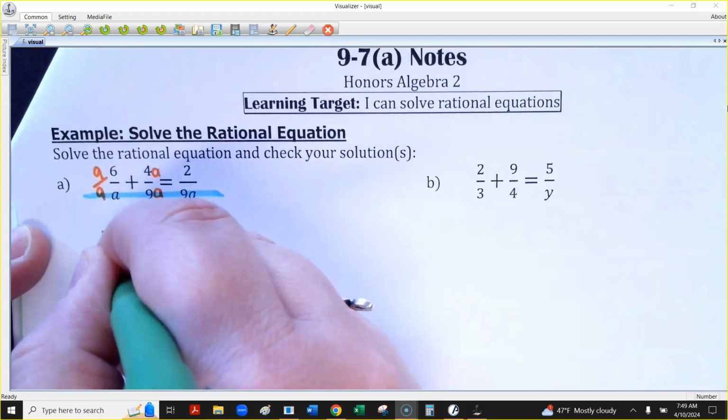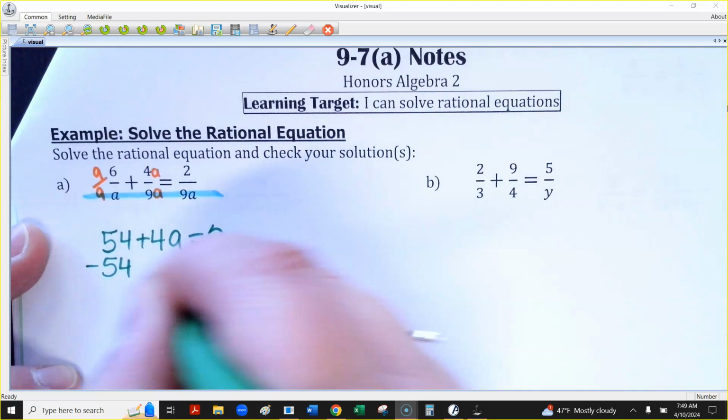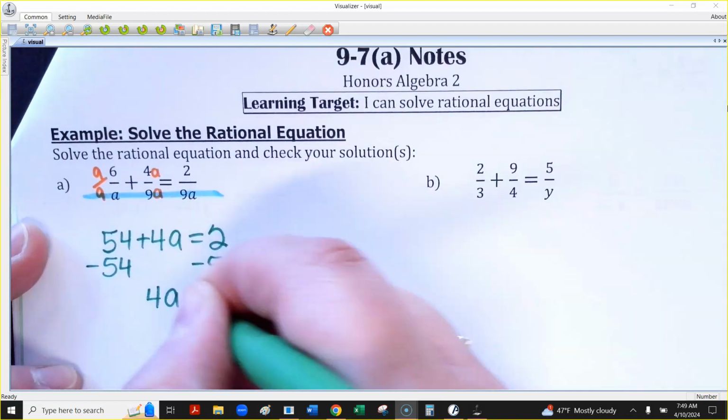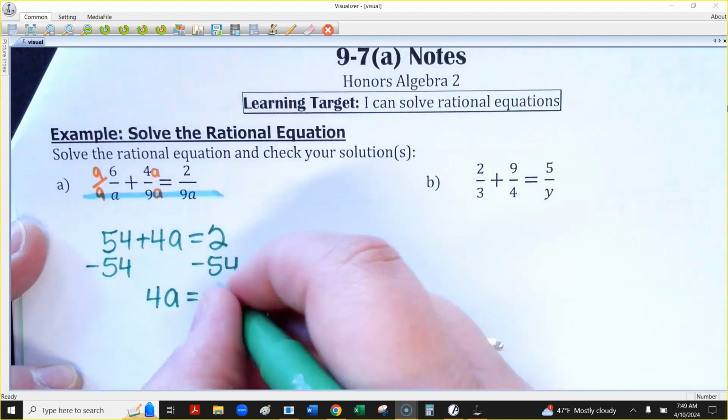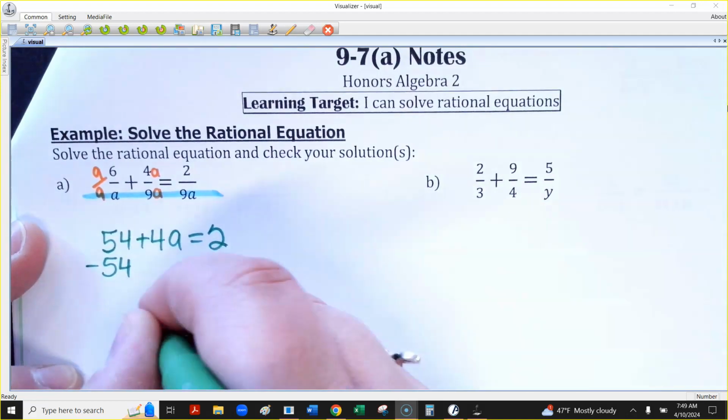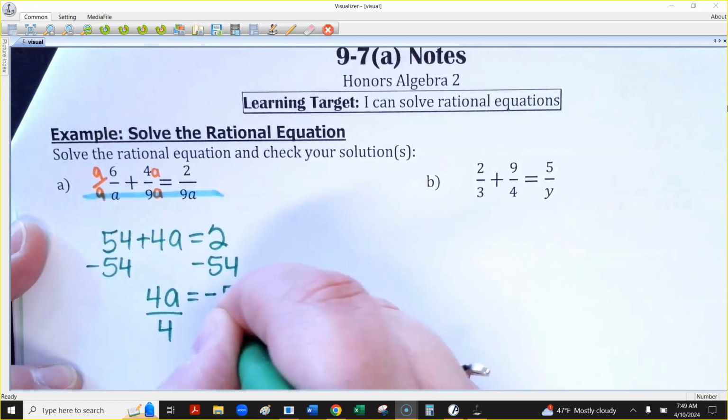So I'm just going to subtract 54 here real quick, bless you. We're going to get 4a equals, what, negative 52? And I'm pretty sure that that is negative 13.